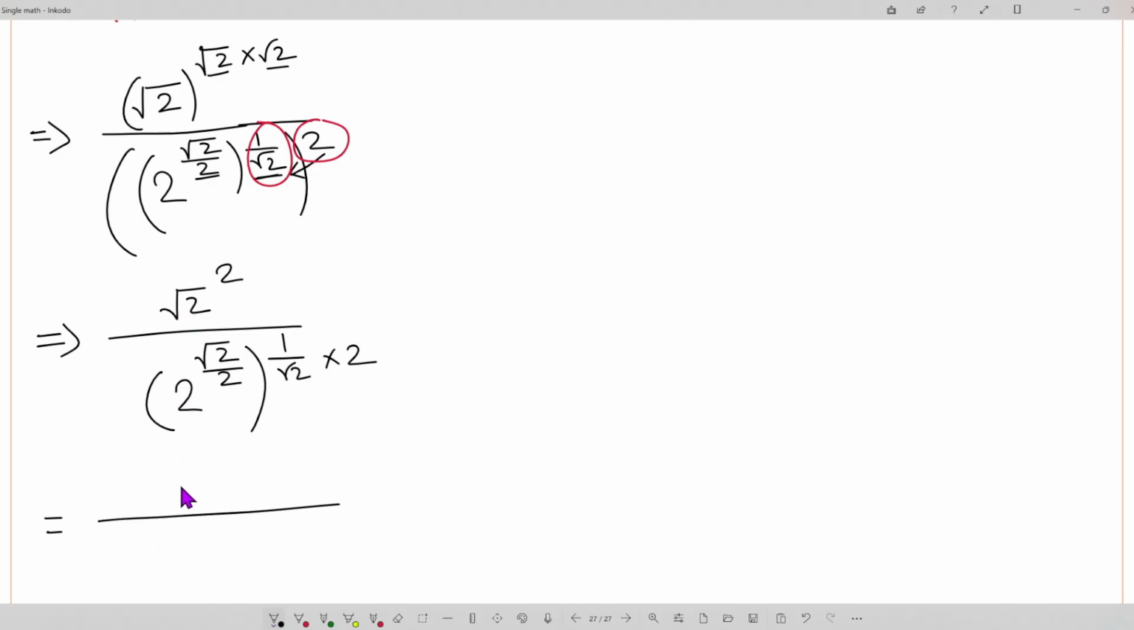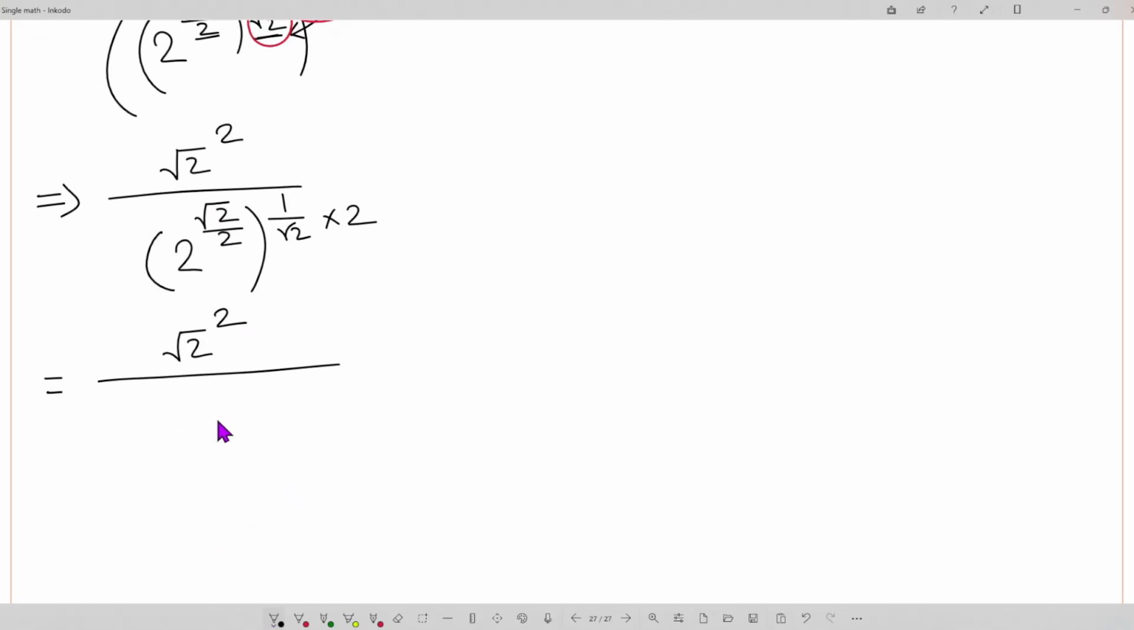Next, here is root 2 to the power 2. We will not do anything. Okay. Now this one we can write as 2 to the power root 2 by 2 times this one. So 2 means what? 2 means root 2 times root 2. So this root 2 and this root 2 we can divide, and we will get only root 2. So we can write root 2.